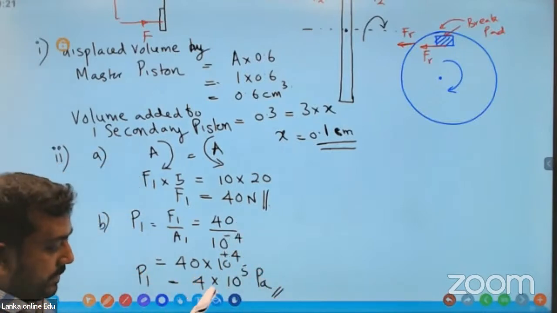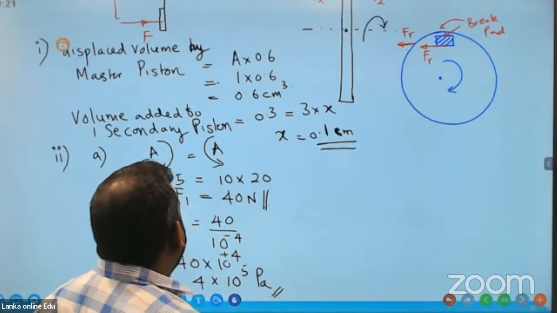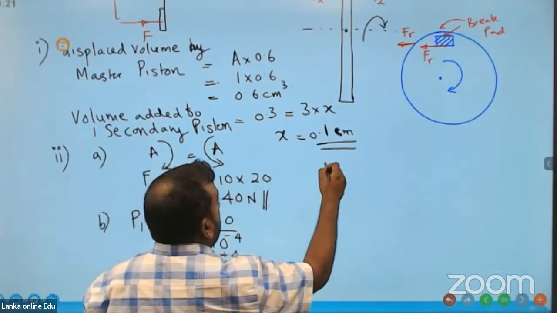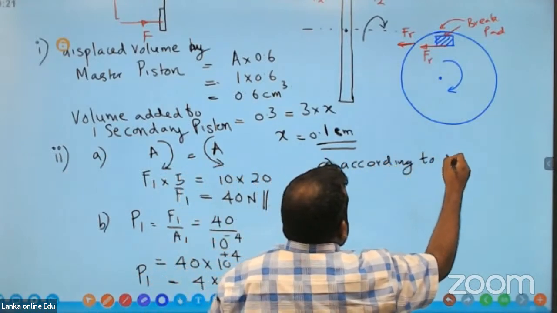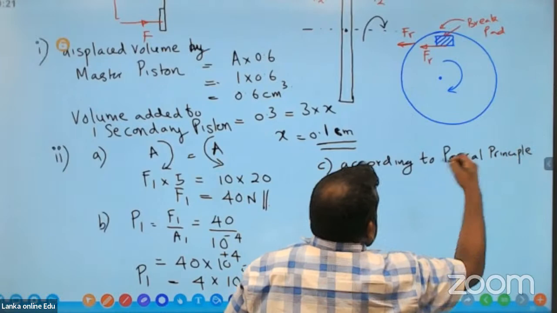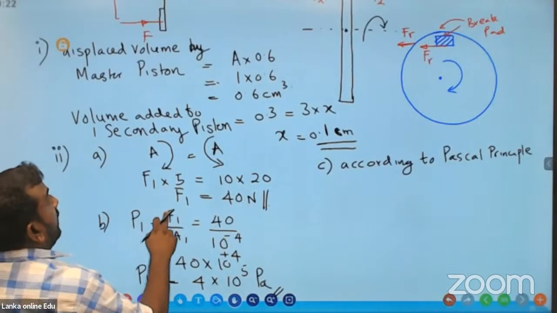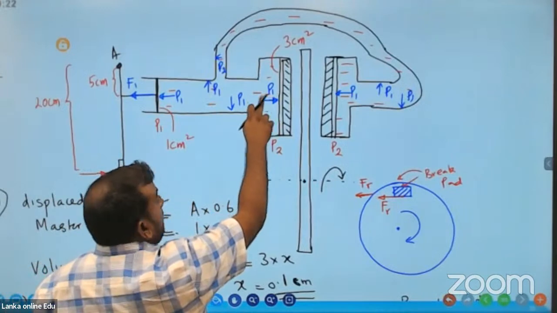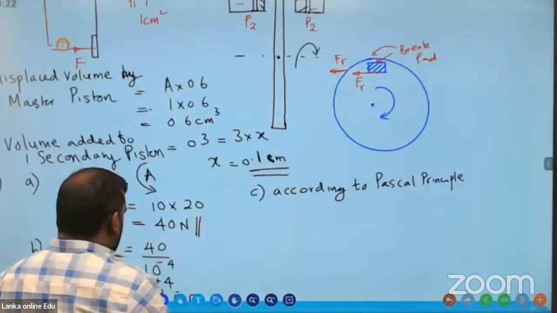Right. Then what? Calculate the force exerted on the brake pad. Now, according to Pascal's principle, pressure is equally transmitted to every part of the fluid. So this pressure which you calculated here is transmitted there as well. So now you can answer this question.